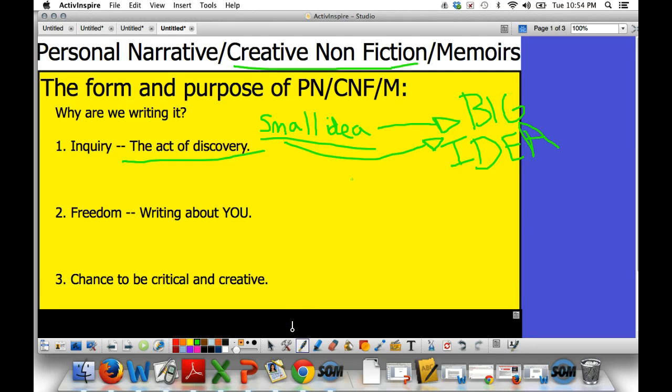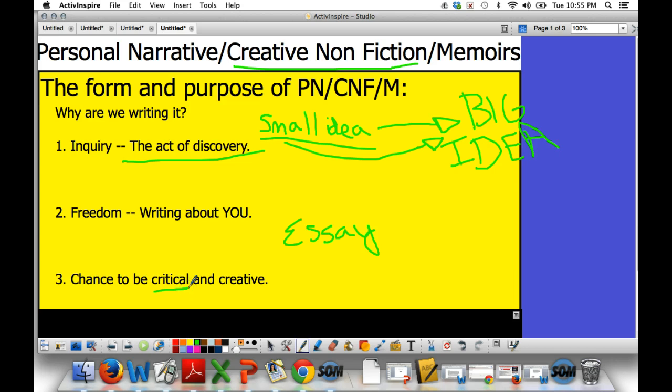It's also a chance to be critical and creative. What this means is, it's not just a boring essay about something. Maybe you are going to write about something to do with some serious topic like abortion or gay rights or something like that. And you could write just a persuasive paper about that. But this gives you the chance to be creative while still proving a point. And that's where the critical part comes in.